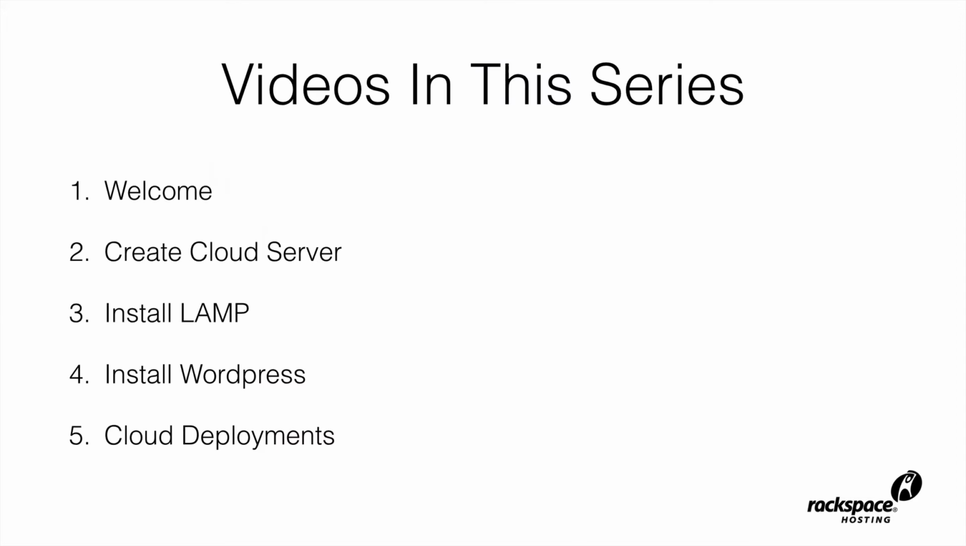Now, there's going to be 5 videos in this series. The first one is the welcome video. We're going to go over some more information. In the next video, I'm going to show you how to create a cloud server. In the third video, we're going to install the LAMP package on the cloud server. In the fourth video, we're actually going to install WordPress. And in the fifth video, I'm going to show you how Cloud Deployments, which is a service that's available in the Rackspace Cloud Control Panel, is going to automate this entire process for you.